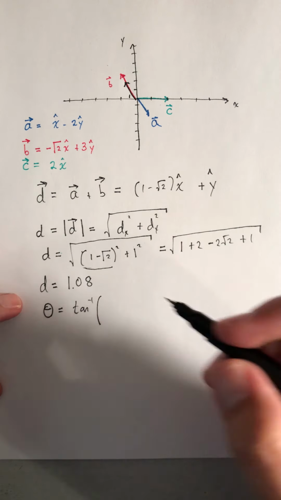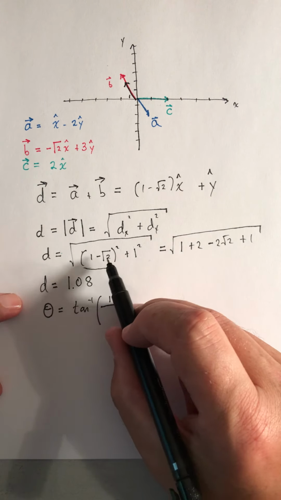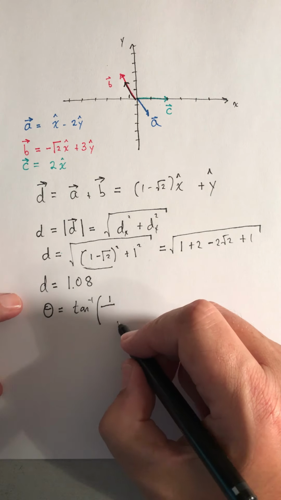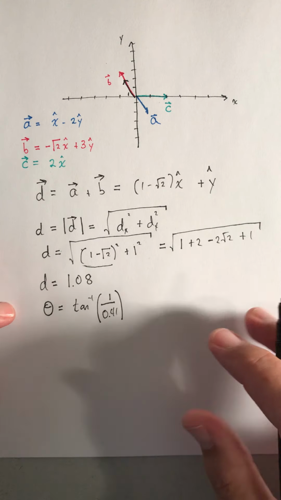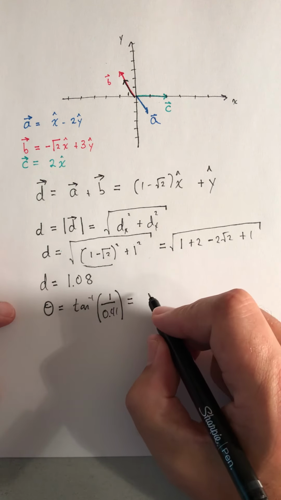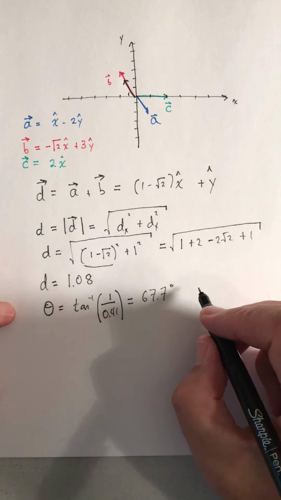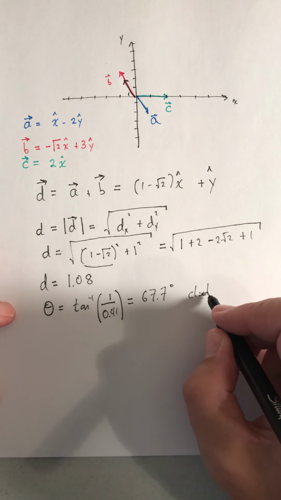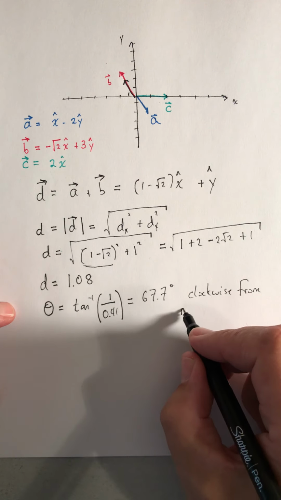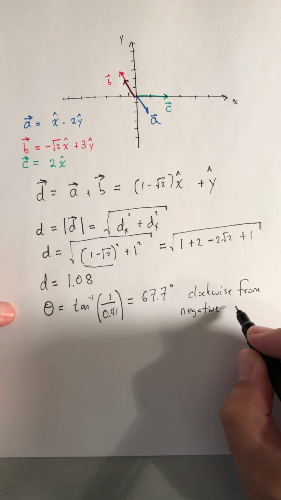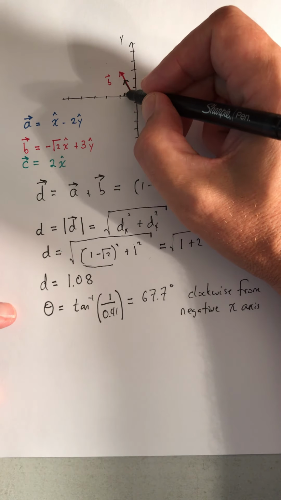So y component over x component is 1 over this 1 minus root 2, which is 0.41 in magnitude, and you calculate that out, you get 67.7 degrees, and that is the angle clockwise from the negative x-axis. So that's basically saying it's this angle.